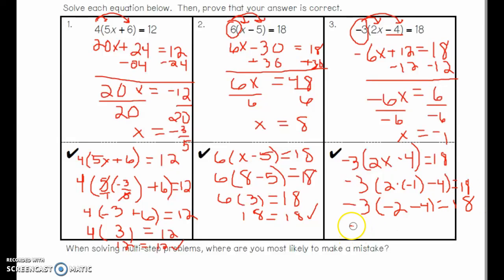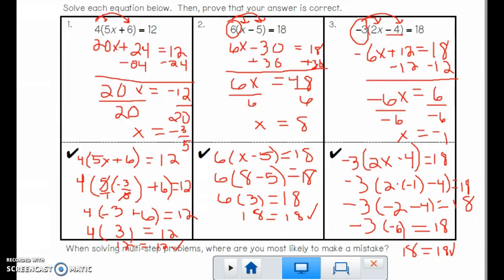Okay, in parentheses. -2 minus 4. The signs are the same, so we have to find the sum. The sum of 2 and 4 is 6. We keep the signs the same because they're both negative. And now we have -3 times -6. So -3 times -6 is positive 18, and 18 equals 18. Check. Make sure you have all this.